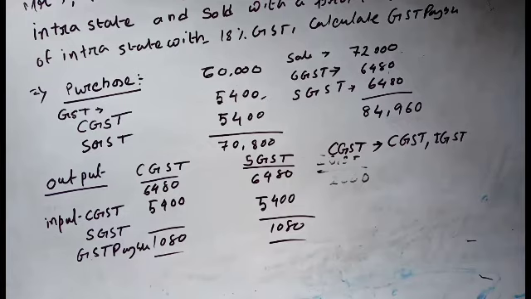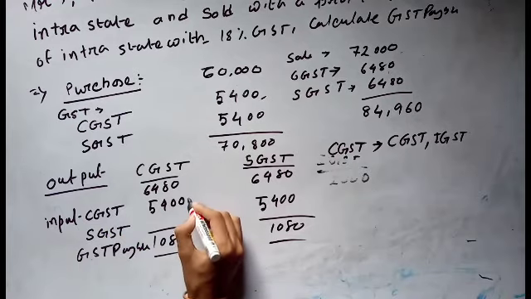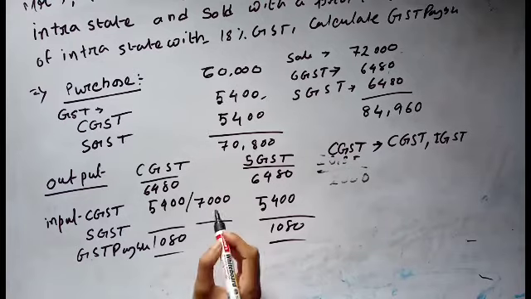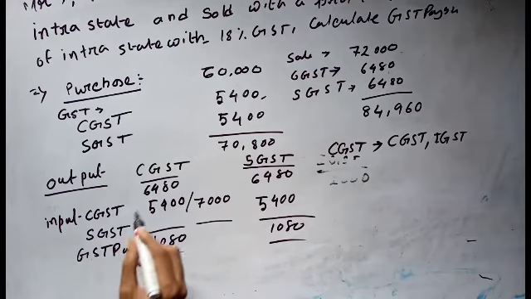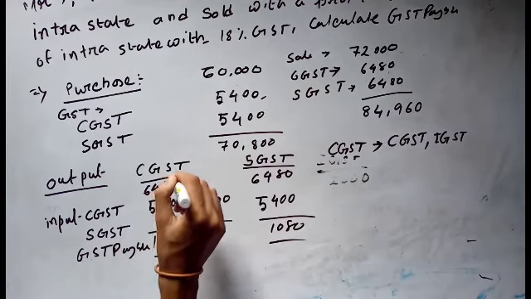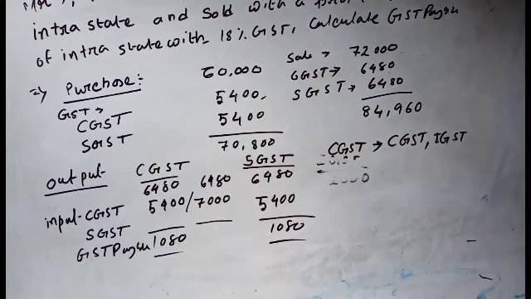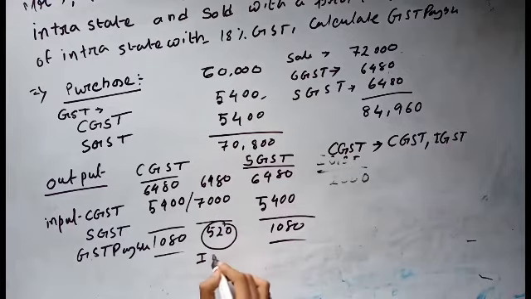Suppose the input tax of CGST is 7000. Then there is a negative balance. Our input balance is more than the output balance of CGST, which is 7000 minus 6480, which is 520. It will be the input tax credit amount.